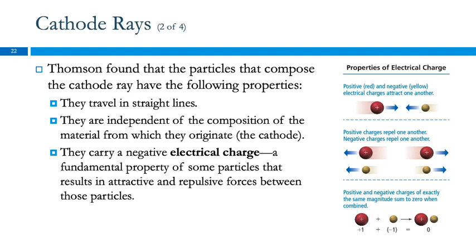He found that the particles in that cathode ray had several properties. They traveled in straight lines. They were independent of the composition of the material from which they originated. So you could make that cathode out of lead or iron or stainless steel. It didn't matter what you made it out of. The cathode rays were always the same. And the cathode rays carried a negative electrical charge. So electrical charge is a fundamental property of some particles, and it results in attraction and repulsion between particles.